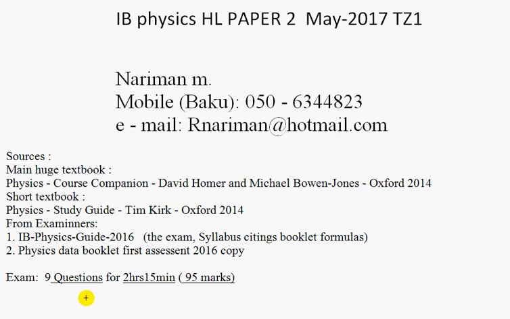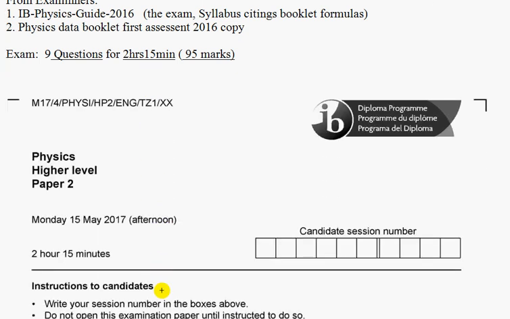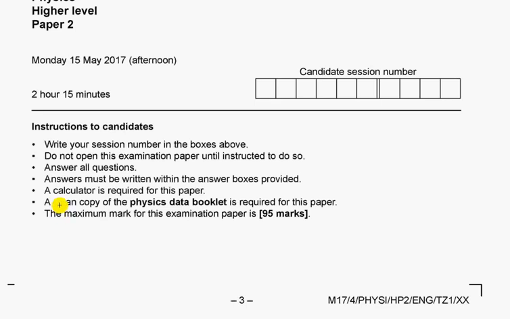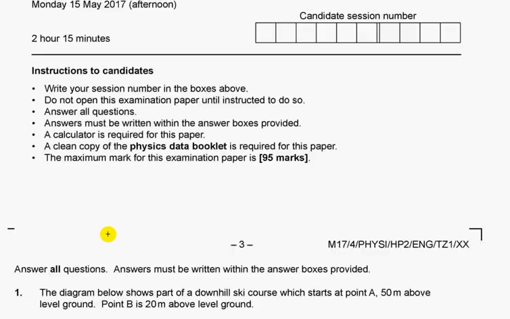This exam has 9 questions for 2 hours 15 minutes with a calculator. Let's look at the cover page. A calculator is required. A clean copy of the physics data booklet is required.